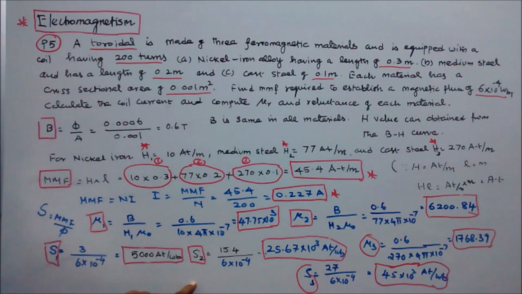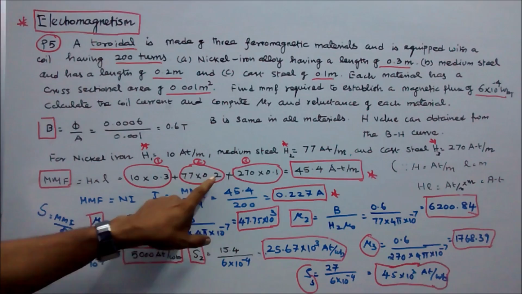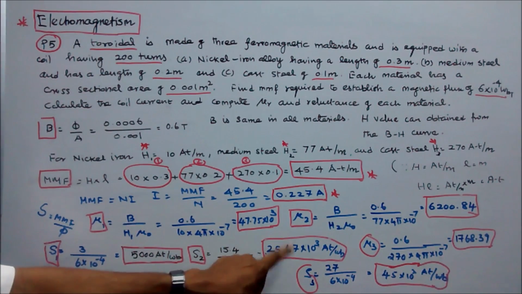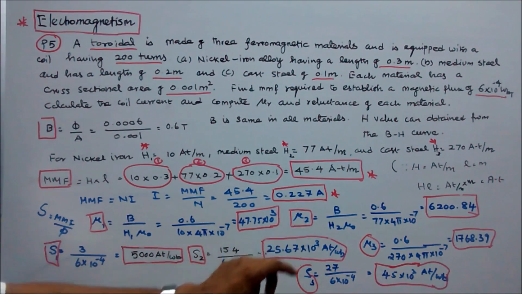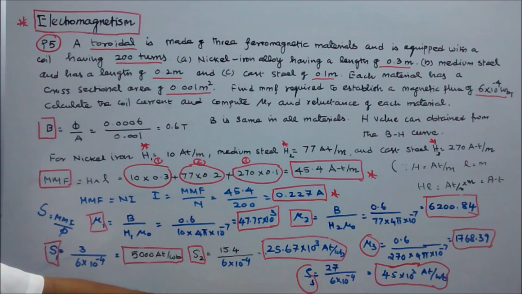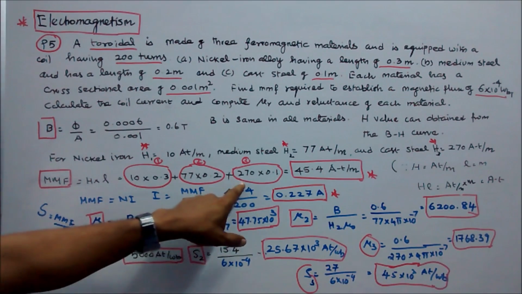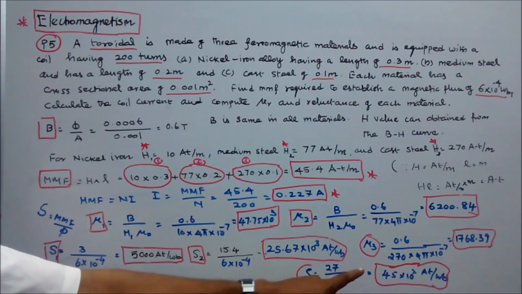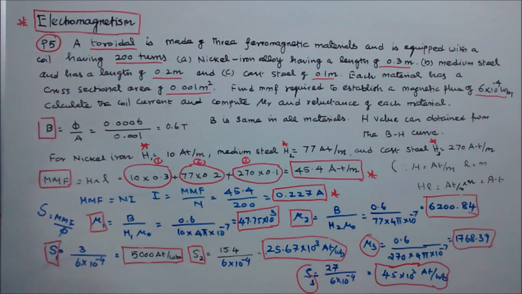Reluctance of the material medium steel is MMF 77 into 0.2, that is equal to 15.4 divided by pi, 6 into 10 power minus 4, that is equal to 25.67 into 10 power 3 ampere turns per Weber. Here reluctance of the cast steel, that is MMF of 270 into 0.1, that is equal to 27 divided by pi, 6 into 10 power minus 4, that is equal to 45 into 10 power 3 ampere turns per Weber.